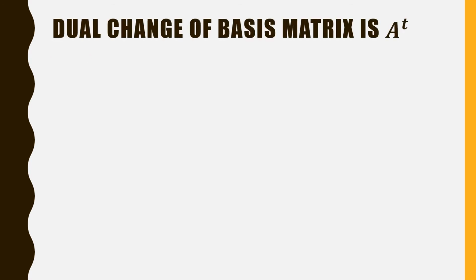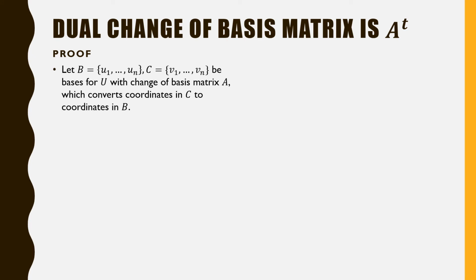All right, the last main idea that we want to prove, and then we'll get to an exercise, is to prove that the dual change of basis matrix is in fact just A transpose. So this takes a little bit to set up. First, let B, which is U1 to UN, be a basis, and C, which is V1 to Vn, be another basis for U. Let's say that the change of basis matrix for them is A. This will convert coordinates in C to coordinates in B.